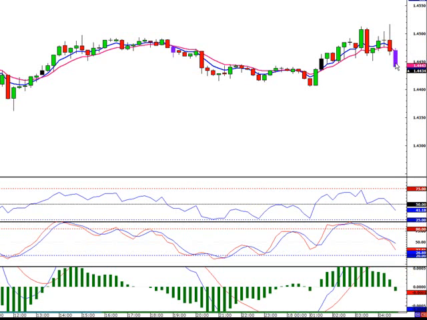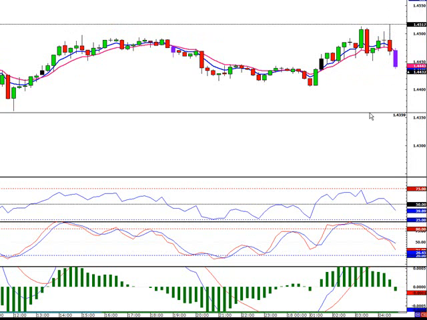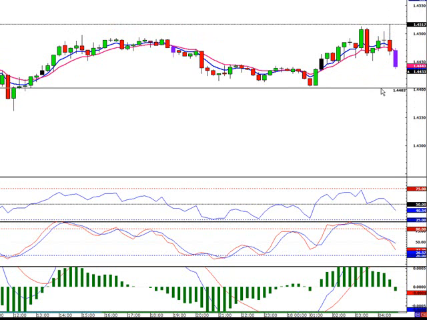So we want to enter at the close of the candle, or as close to it as possible. In this case, it's at 44.41. Our stop will be at the most recent swing high at 45.17. Our target will be at the near 0.50 level, and that is at 44.00. So it gives us about 41 pips of potential profit.